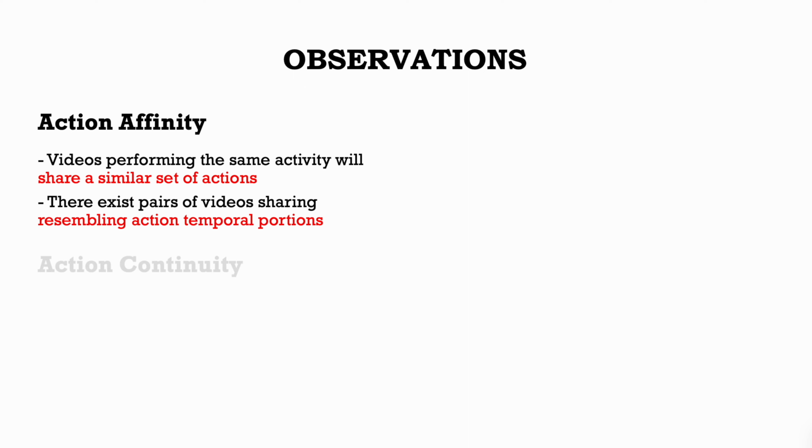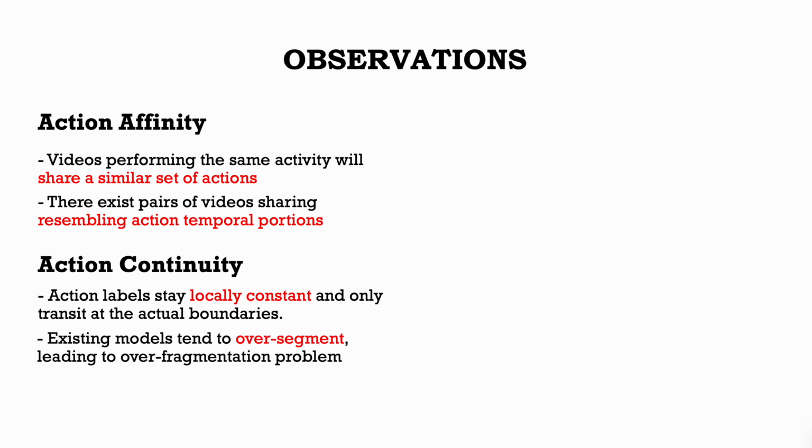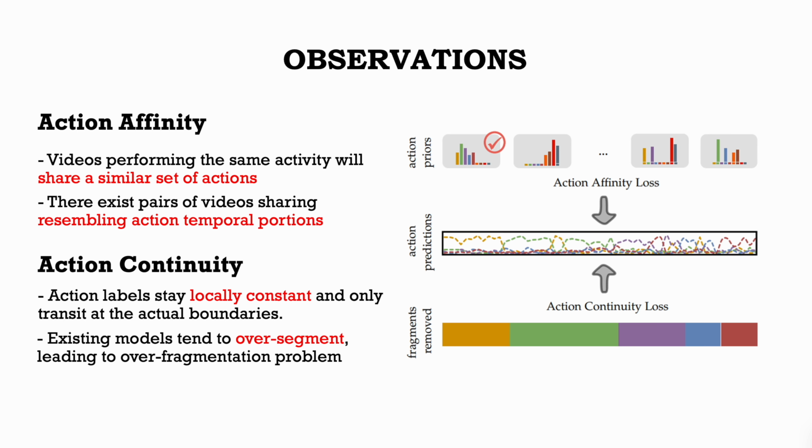The other property that we observed is action continuity, which means the action labels should stay locally constant and only transit at the true boundary. While most existing temporal action segmentation models tend to oversegment actions, leading to the overfragmentation problem. Correspondingly, we introduced in this paper two novel loss functions, each attending to one of the above observations.